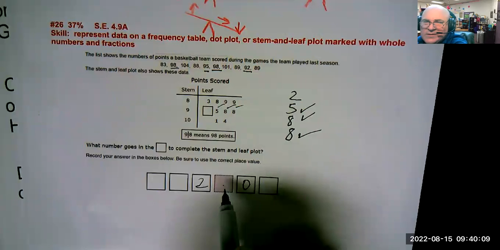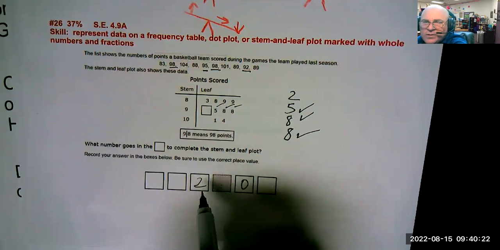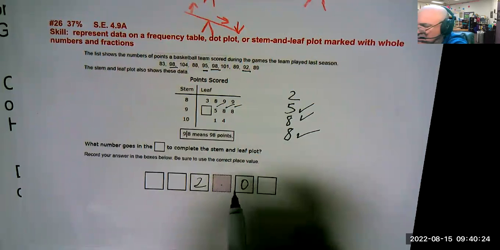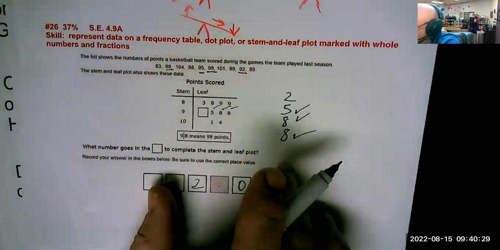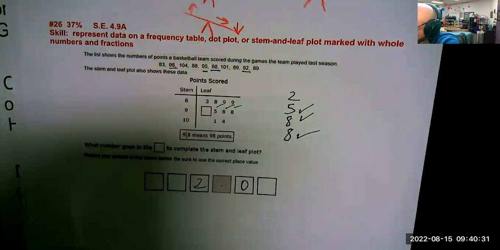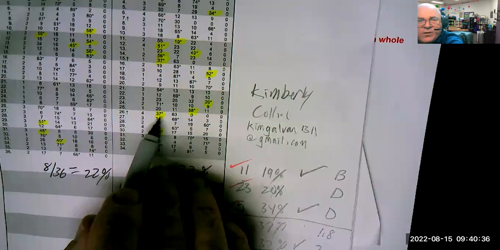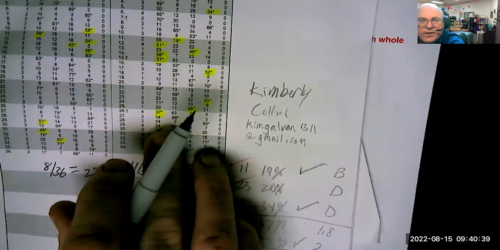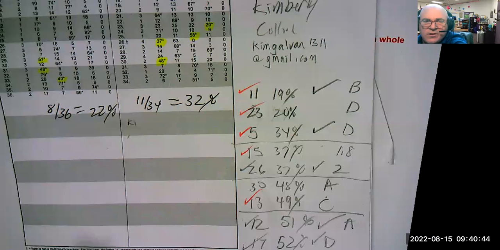And so since 92 is 9 tens and 2 ones, they would have had to write the number on the answer because it was open-ended like this. So when you look at number 26, again, open-ended, only got 37% correct. And when I looked at number 26, these are the ones that were the most difficult.